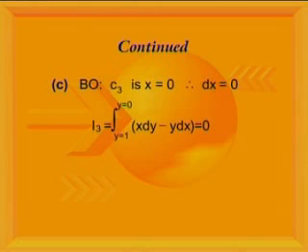Now for the third route, that is along C3, which is along the y-axis. So what happens here? What is the equation of the y-axis? That is x is equal to 0. So therefore x is equal to 0 and dx is equal to 0. And if we substitute in x dy minus y dx, everything becomes 0. So this integral is equal to 0.